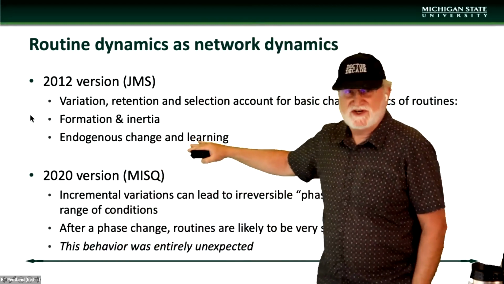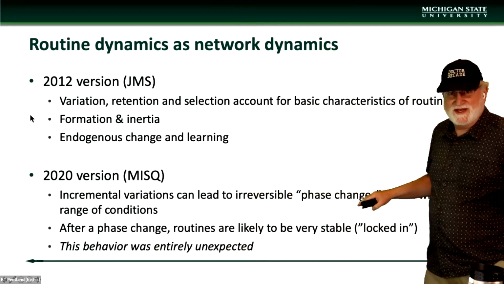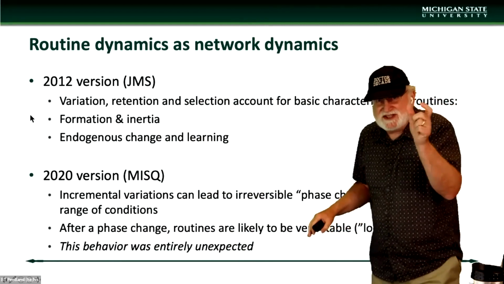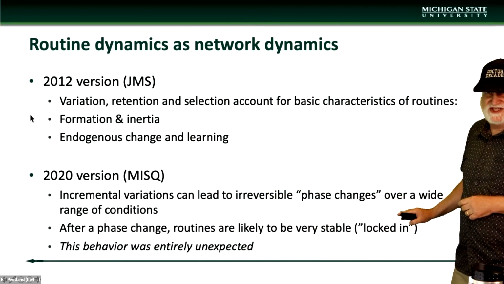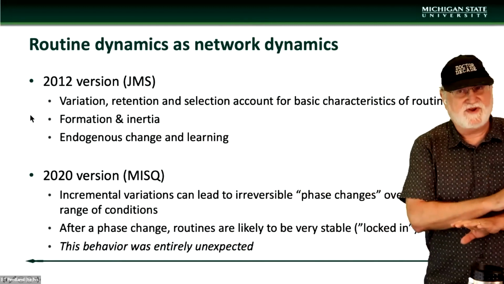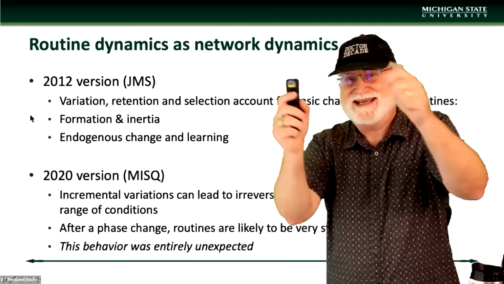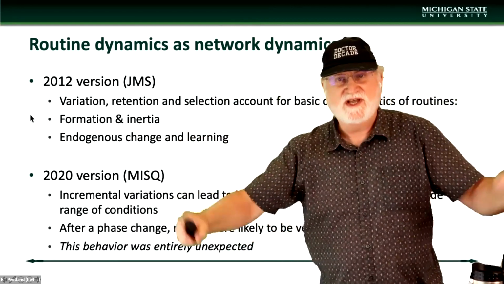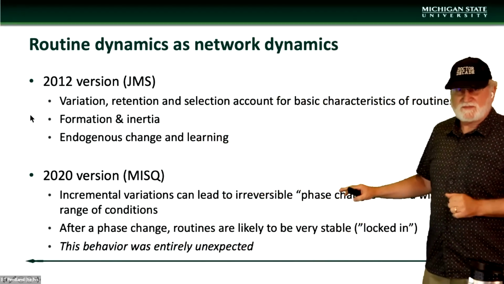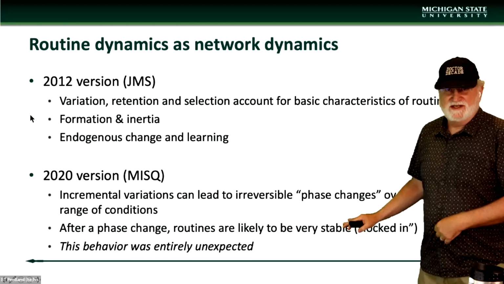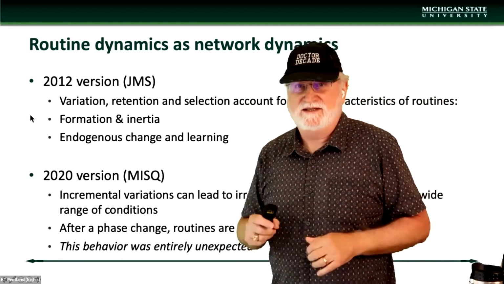Now, in the 2020 version of this, and I'll talk more about this one, we discovered that incremental variations, the kind of drift we were talking about here, can lead to irreversible phase changes. And this happens over a very wide range of conditions. So without having to collect data on a bunch of different organizations, you can say, hey, any organization, and after a phase change, these routines are very likely to be stable and locked in.